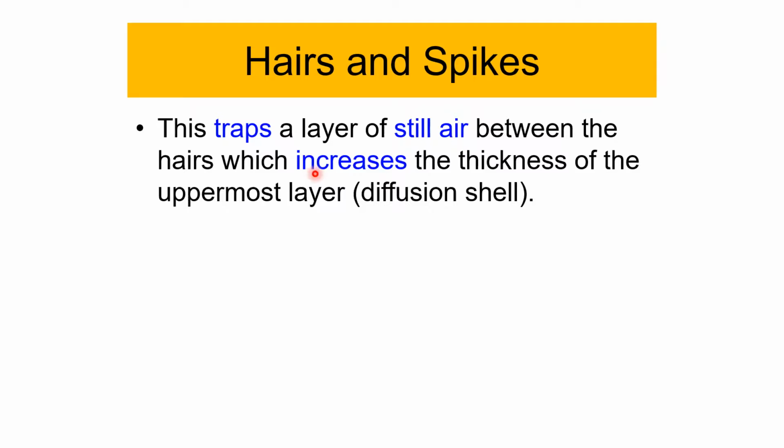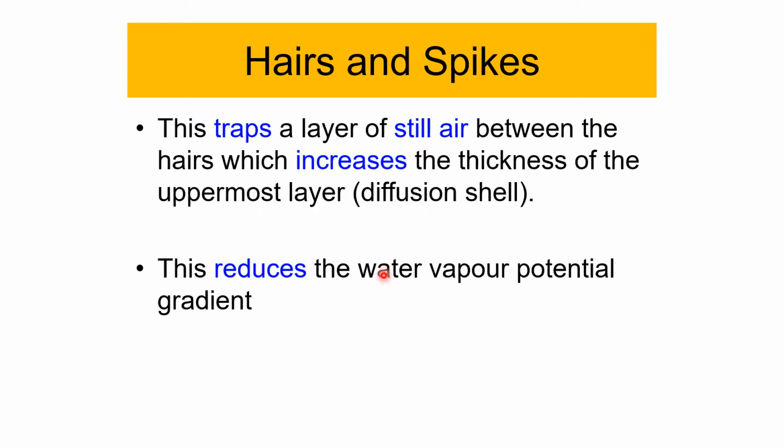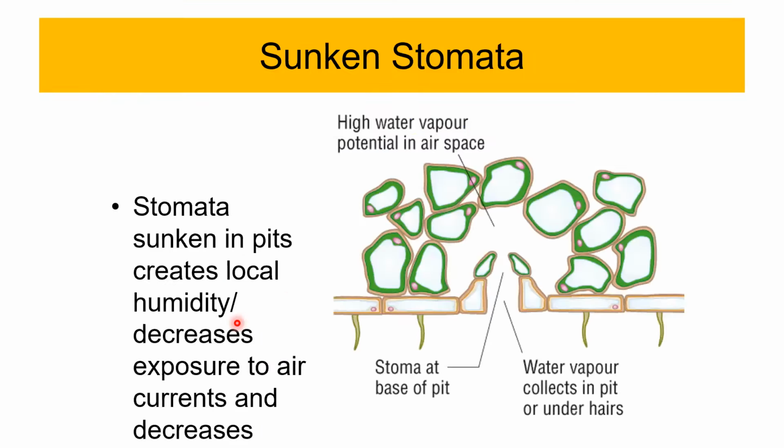Okay? Which increases the thickness of the uppermost layer. This uppermost layer is the epidermis, and on top of it there are hair and spikes, which are actually going to trap air as well. Epidermis itself is one layer, and the air forms another layer above it, which acts as an insulator. So it increases the thickness of the uppermost layer, the epidermis itself and then the layer of air that is above it. So this reduces the water vapor potential gradient.